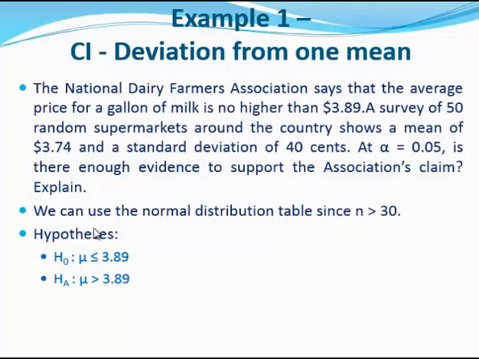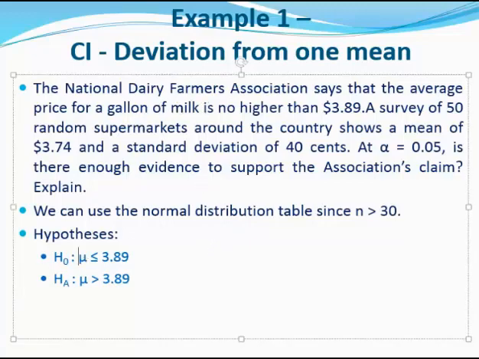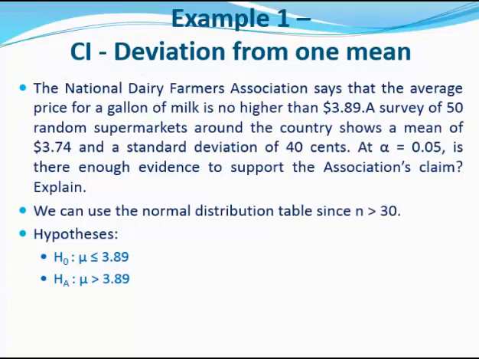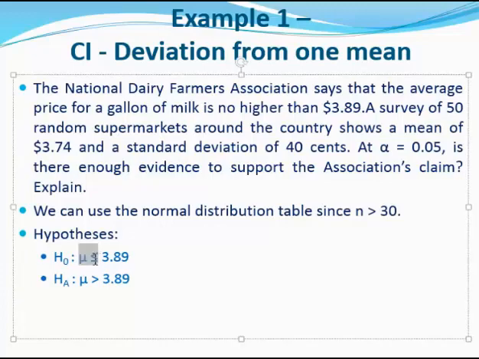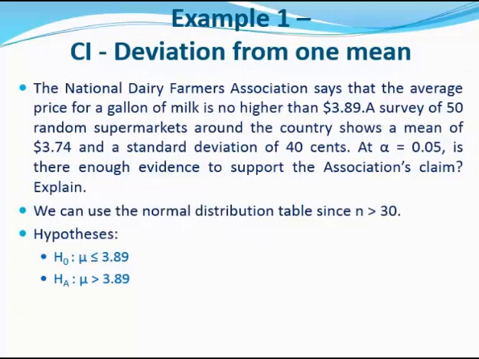Okay. First of all, we can use the normal distribution table, which we will in a few minutes, since the number of samples is greater than 30. If it was less than 30, we'd have to use the t-distribution table. What are the hypotheses? Well, the assertion is that a gallon of milk is no higher than 3.89. So the null hypothesis, in other words, the asserted hypothesis, the default position, is that the mean, mu, is less than or equal to $3.89, and that means that the alternative hypothesis, the one that we have to disprove, is that the mean is greater than $3.89.